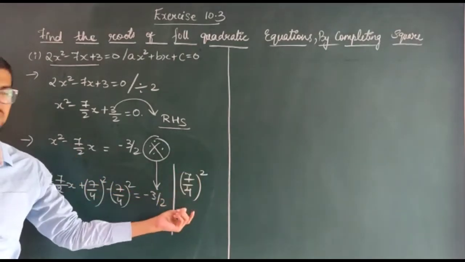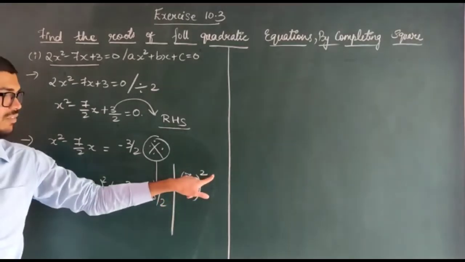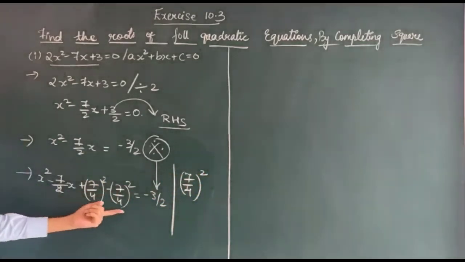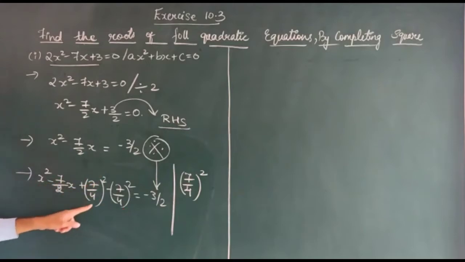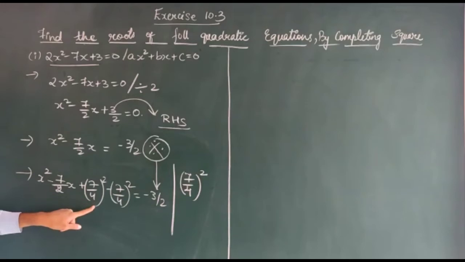You will get 7 by 4. Square that coefficient. That is whatever you have got. After squaring this, add and subtract it over here, because if I cancel this, I will get back the previous step. Is it fine? Now after this, what is my next step?